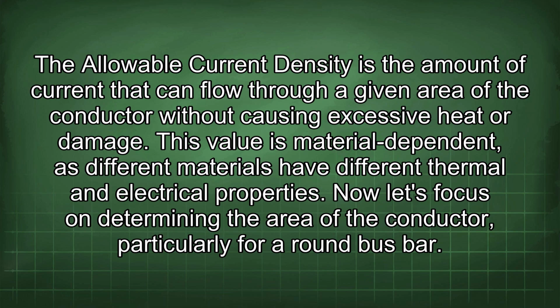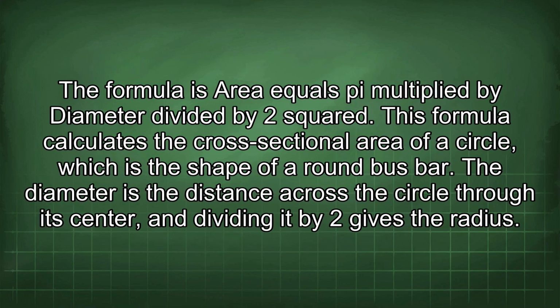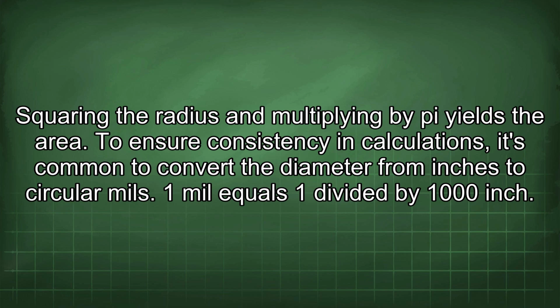Now let's focus on determining the area of the conductor, particularly for a round bus bar. The formula is area equals pi multiplied by (diameter divided by 2) squared. This formula calculates the cross-sectional area of a circle, which is the shape of a round bus bar. The diameter is the distance across the circle through its center, and dividing it by 2 gives the radius. Squaring the radius and multiplying by pi yields the area.